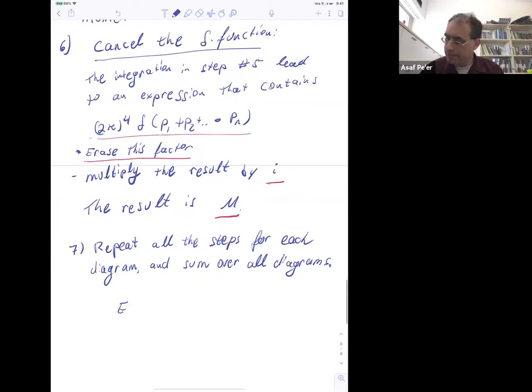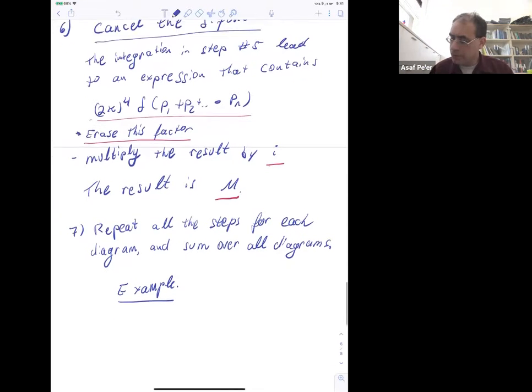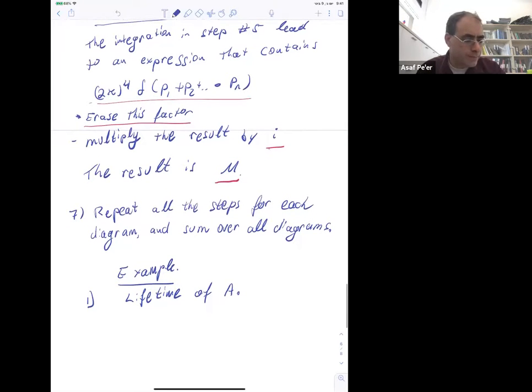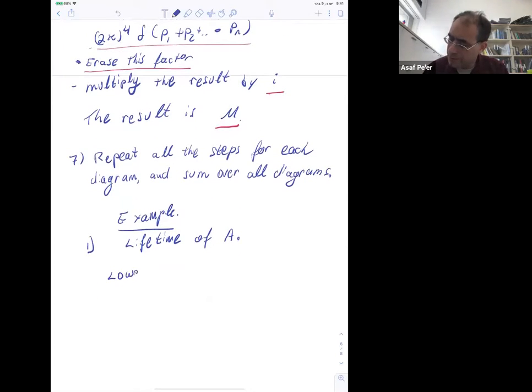So, example. Let's make several examples. So example number 1 is the lifetime of A. So we want to know, theoretically, what is the lifetime of the particle A, right? So we said that in our model, particle A can decay into particles B and C. So we're just going to look at the lowest order, leading order, contribution to the decay process.